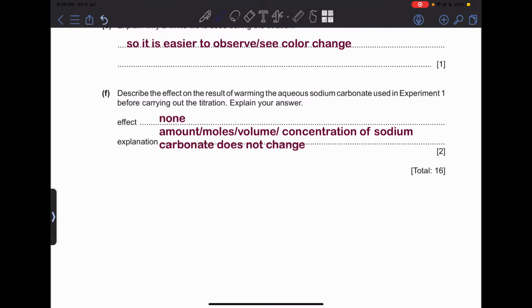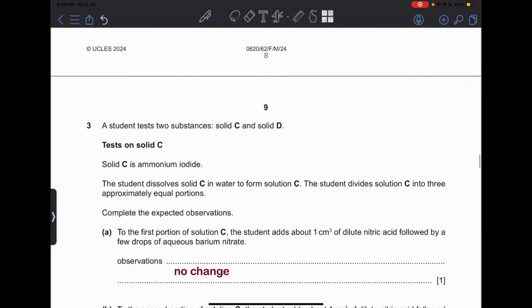F says, describe the effect on the result of warming the aqueous sodium carbonate used in experiment 1 before carrying out the titration. Explain your answer. There will actually be no effect because the volume or moles or concentration of sodium carbonate does not change. So warming up the aqueous sodium carbonate will not make a difference because you did not change the moles or the volume or concentration or anything that might really affect the experiment. So that was the answer.